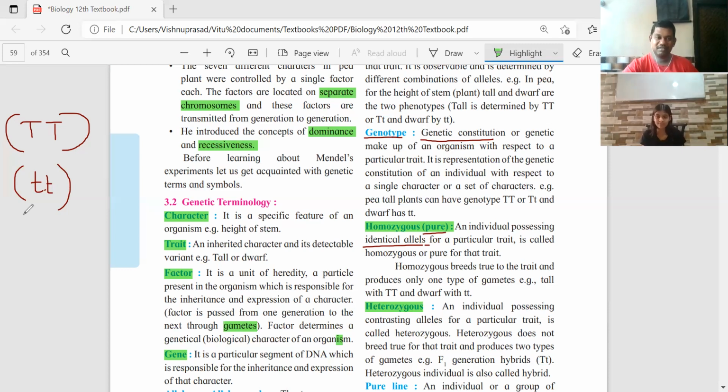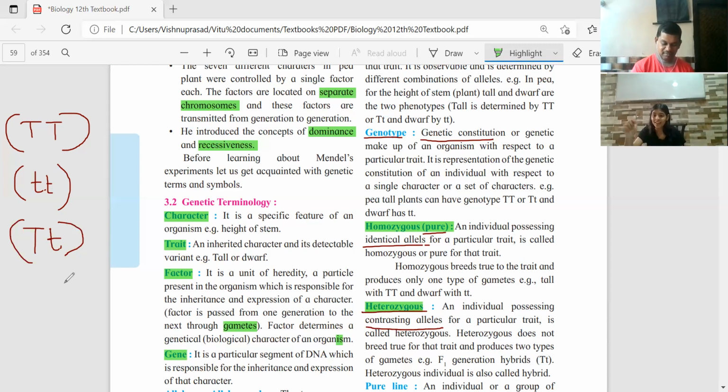Now there can be a condition where one allele is dominant, the other one is recessive, together. This can also be possible. उस condition को बोलते हैं heterozygous. Heterozygous, when there are contrasting alleles. Now when you write the genotype like this, capital T, small t, which one will be expressed? Both? Capital T, small t, both will be expressed? One is dominant, one is recessive. तो recessive express होगा dominant के सामने.